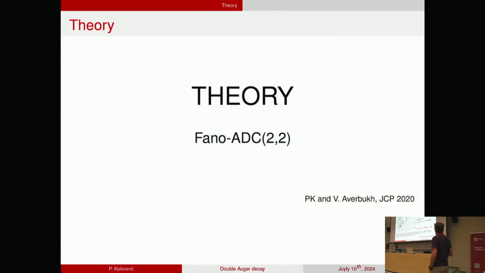So that's where we stepped in. And for some time I've been developing the so-called Fano-ADC method, which we used mostly to study interatomic Coulombic decay, but of course also Auger. And because of our recent development with Vitaly Averbukh of the so-called ADC(2,2) scheme, we could attempt to describe also double Auger, because double continuum is in principle present in this scheme.